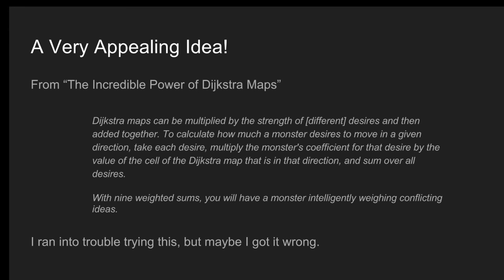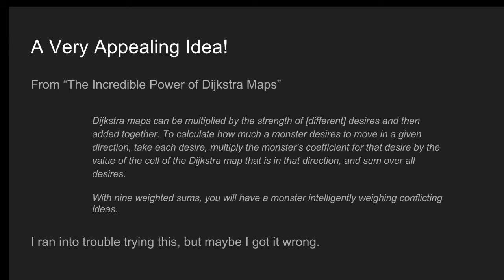Okay, the last thing I'm going to talk about here is this idea of weighted sum maps. This was one of the most appealing ideas to me in this article, and also the Roguelike radio interview with Pender, who made Brogue. And he talks about this idea of having multiple different desires, each of which is represented by a Dijkstra map, and then having a coefficient or a weighting for each of those desires, and then just doing basically a weighted sum of those different maps.